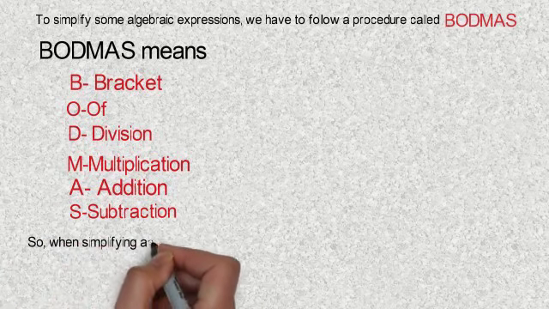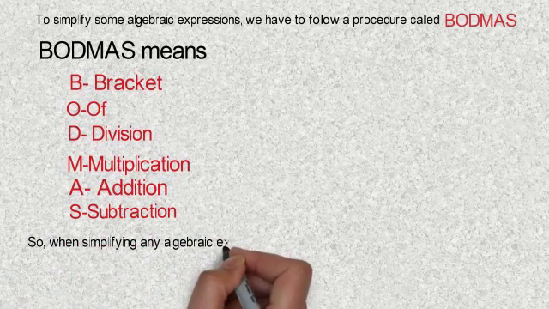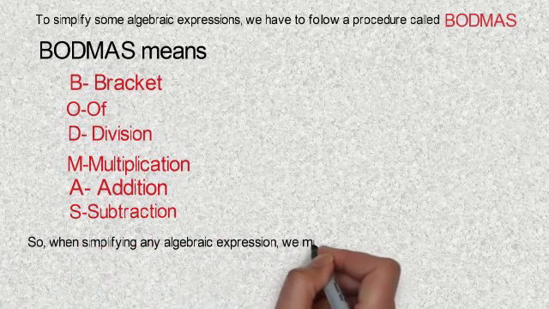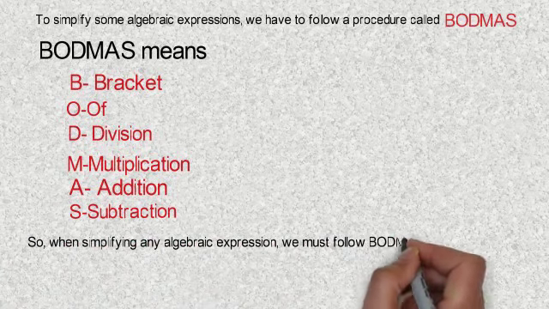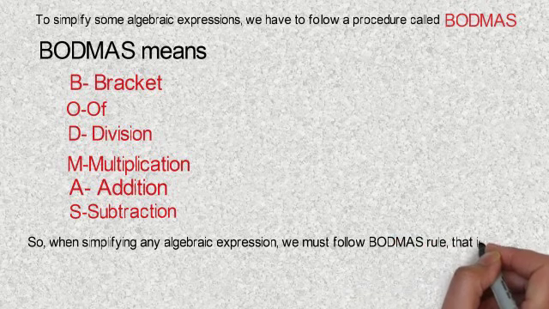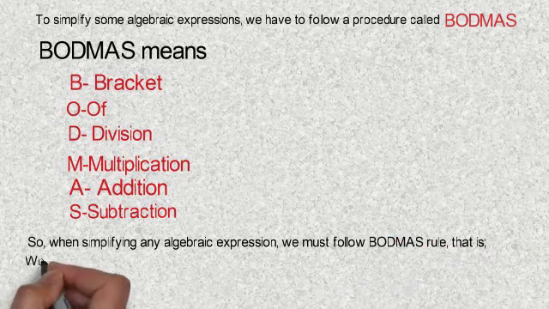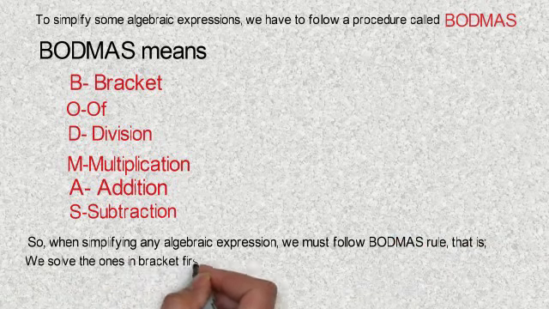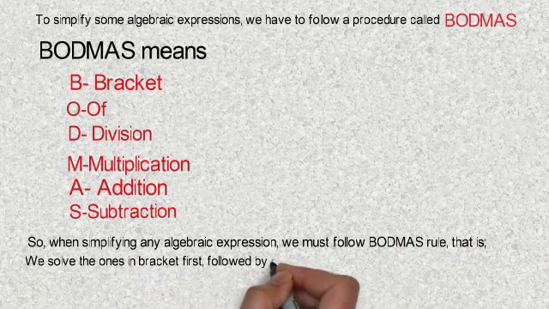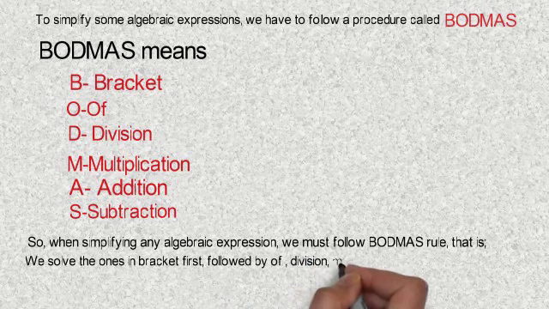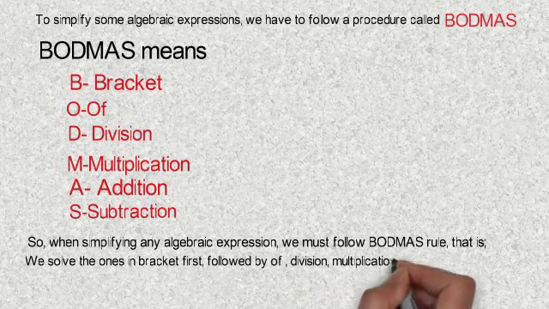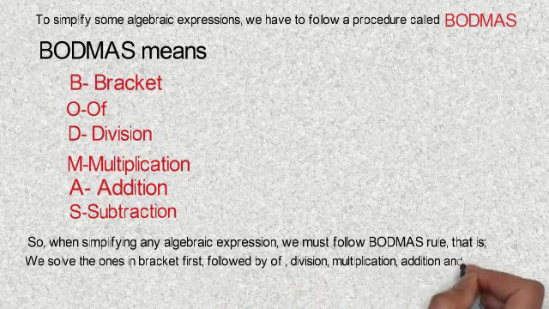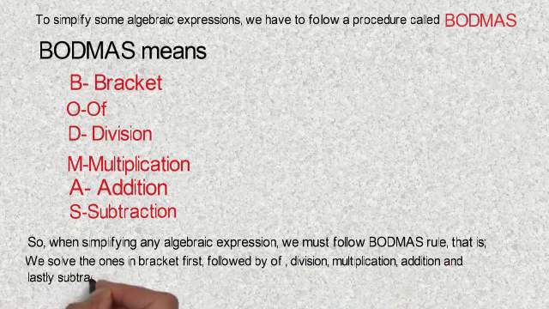Can you see that? You have to know this as it is very, very important. So when simplifying any algebraic expression, we must follow the BODMAS rule. That is, we solve the ones in brackets first, followed by of, division, multiplication, addition, and lastly subtraction. So we have to follow that order.